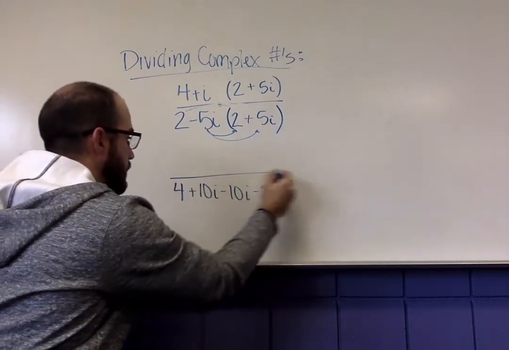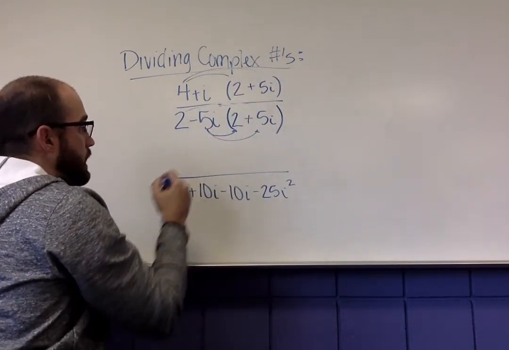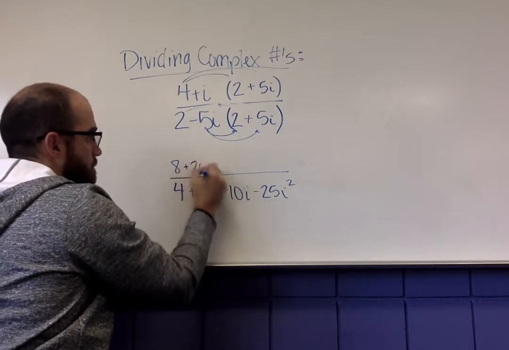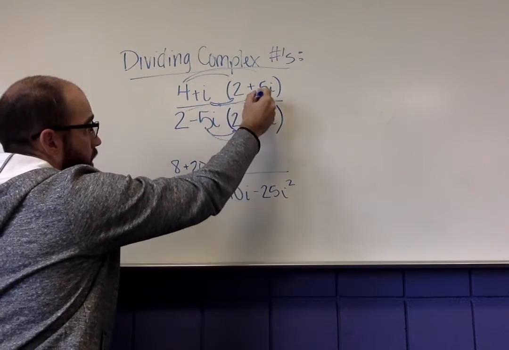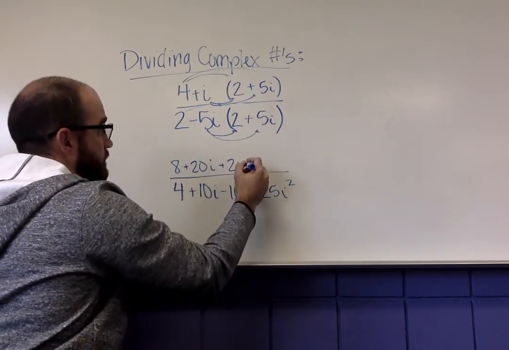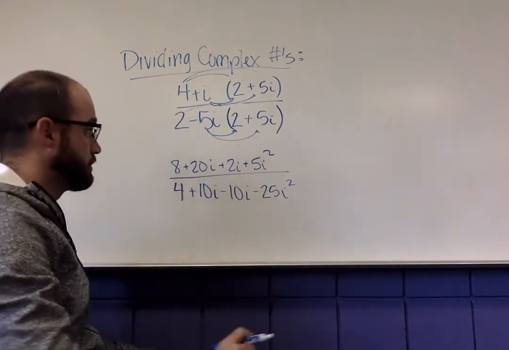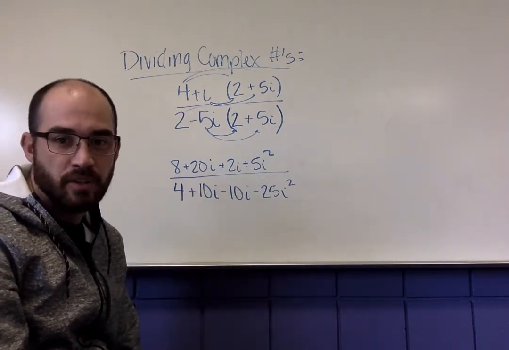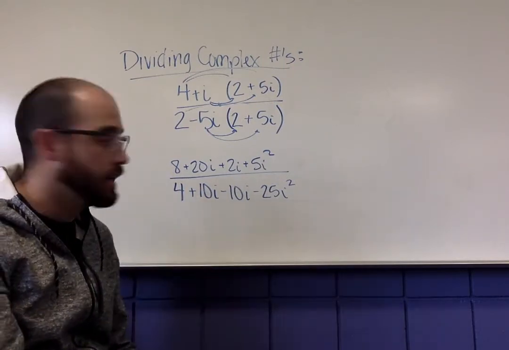Then on the top, when I distribute everything through, 4 times 2 is 8. 4 times 5i gets us 20i. Then I have i times 2, which is just 2i, and i times 5i gets me 5i squared. Again, that is our multiplication. That's why we went through those pieces first, the multiplication and addition, and now we're going to deal with our last piece, division, because it pieces everything together.